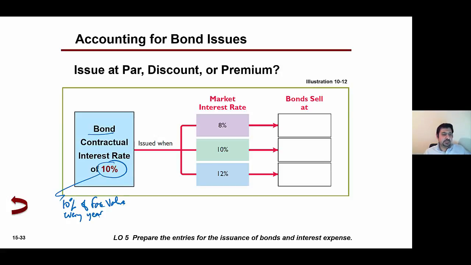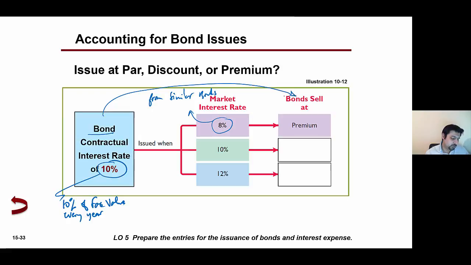Let's say that similar bonds in the market are offering 8%. As a result, the company will be selling the bond, so this bond here will be sold at a premium. The company will be selling its bond at a premium because it is providing a higher interest rate than the market.